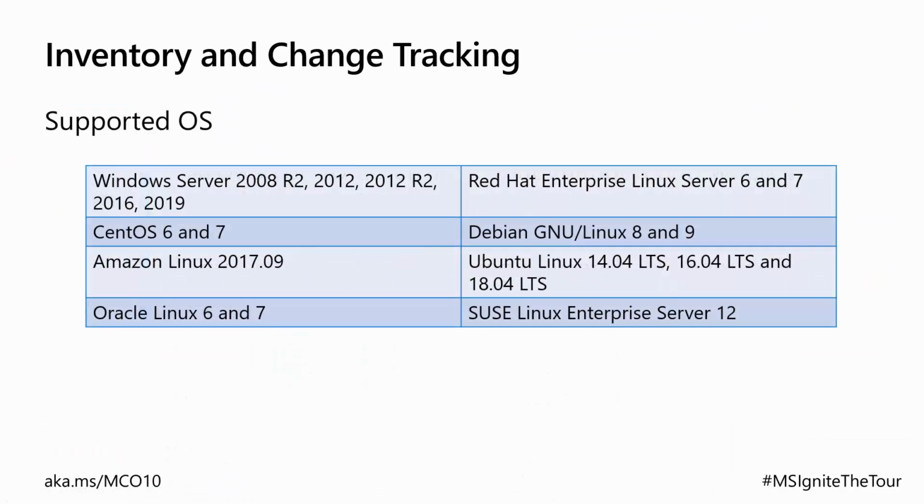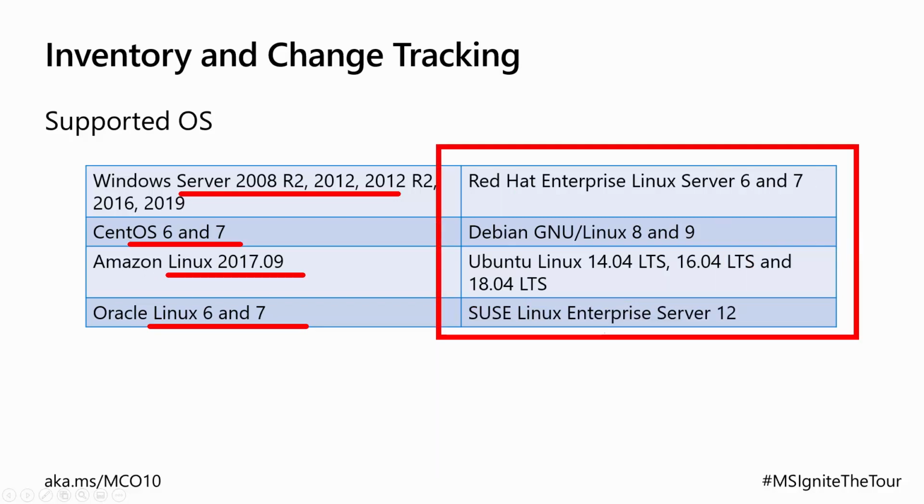Now the operating systems supported are most of the common ones: CentOS 6 and 7, Oracle Linux 6 and 7. These are pretty much the same thing, all Red Hat variations.